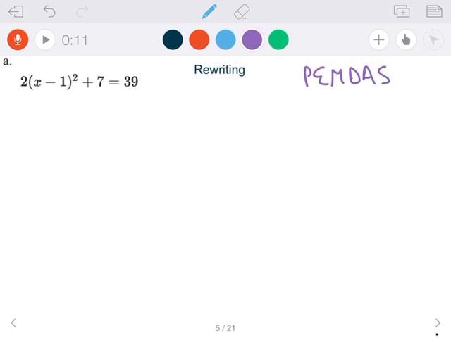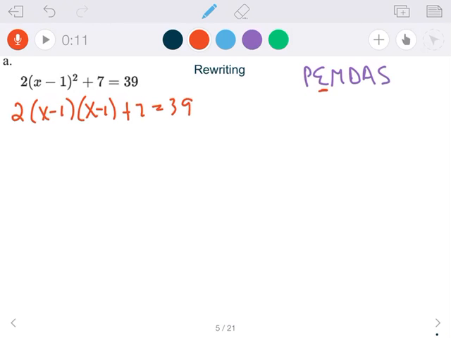So we look at parentheses first. We can't do anything with x minus 1. We can't simplify that at all. Then we look at the exponents. X minus 1 is being squared. And so that is the first thing that we need to do when we're solving this problem. X minus 1 being squared looks like this. And so if we rewrite the problem, we have 2 times x minus 1 and the quantity x minus 1 again, plus 7 equals 39.